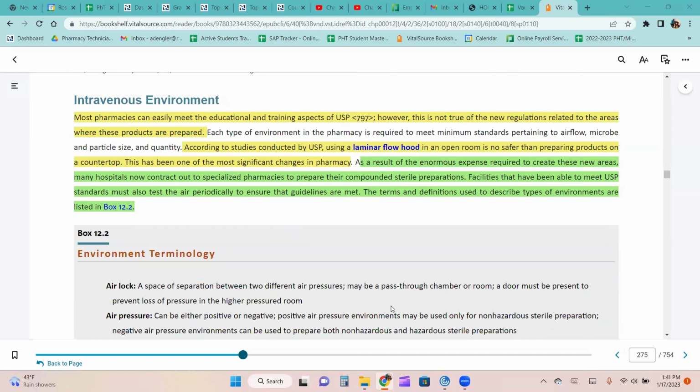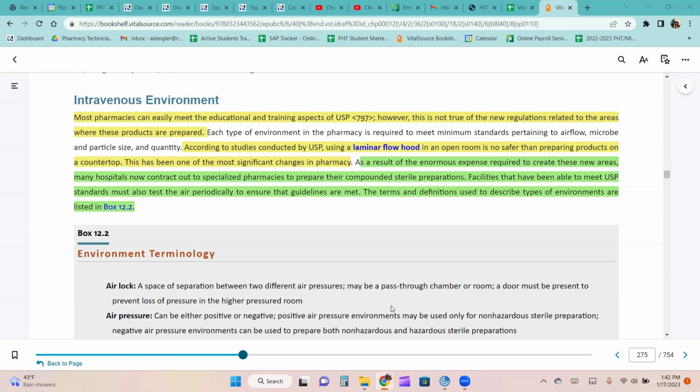Most pharmacies can easily meet the educational and training aspects of USP 797. However, that is not true of the new regulations related to the areas where these products are prepared. According to studies conducted by USP, using a laminar flow hood in an open room is no safer than preparing products on a countertop. This has been one of the most significant changes in pharmacy.